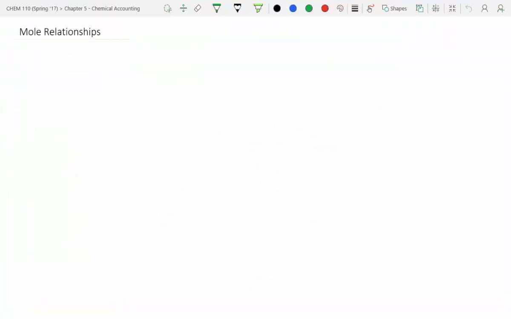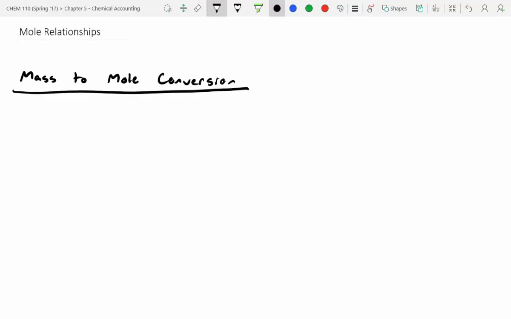So let's talk about mole relationships. We're going to just break it down into individual steps, and then we'll jump into our worksheet. So the first one we have is mass to mole conversion. And these are pretty straightforward. So let's do the first one. The first one is how many moles of W?